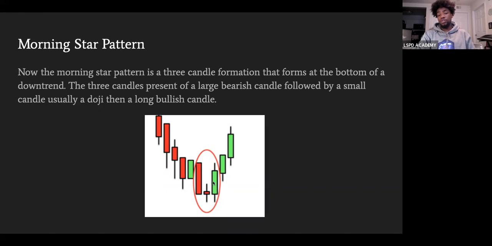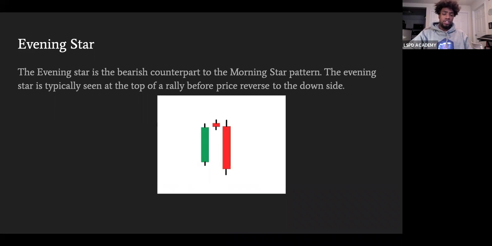Preceding that doji, you'll see a strong bullish candle to the upside, right? And this is what we call a Morning Star pattern. Usually what you see preceding these patterns is you'll see price shoot back to the upside, especially when you're seeing these patterns on higher time frames, like the 4 hour, the daily, weekly, things like that, right? That's when these prices really tend to show you.